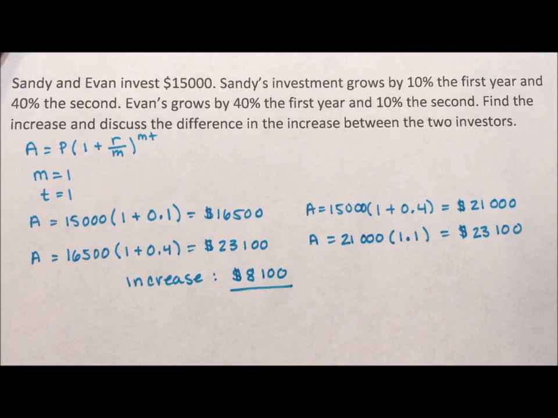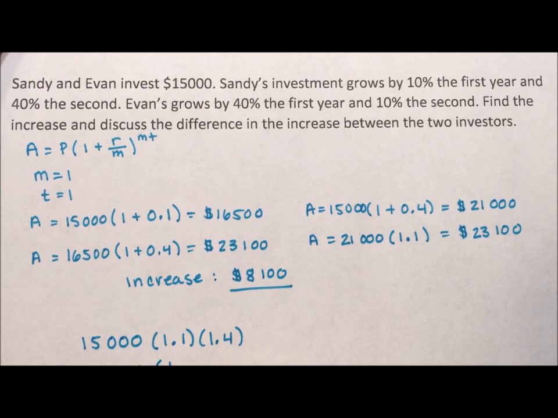You might be sitting there going, why? How does this work? And the reason it works is because for both of them, we started with 15,000 multiplied by 1.1 multiplied by 1.4. 15,000 multiplied by 1.4 multiplied by 1.1.